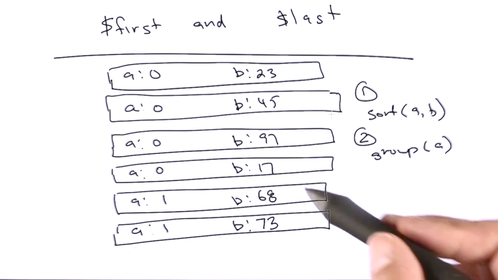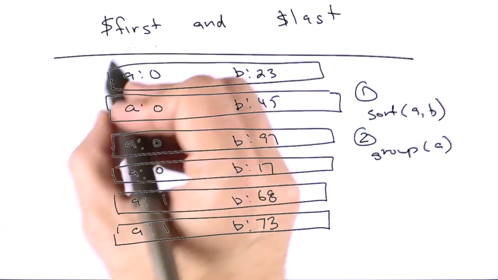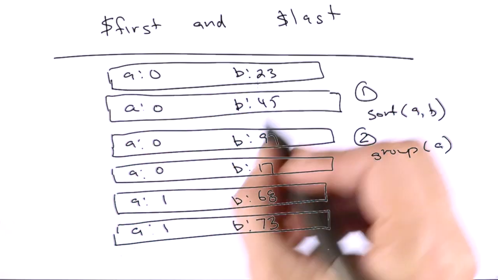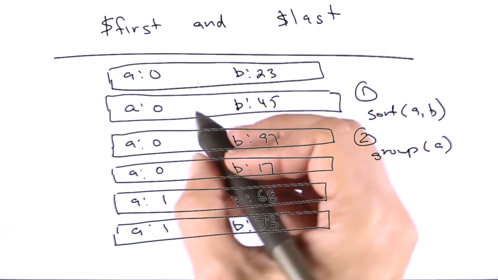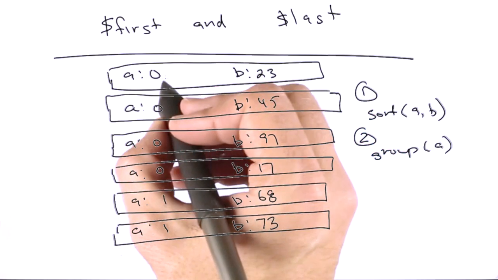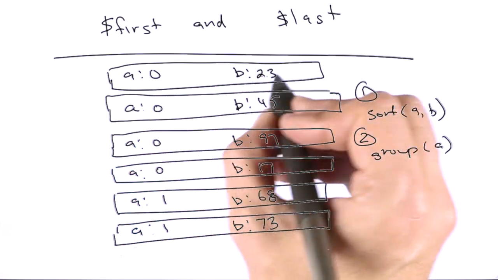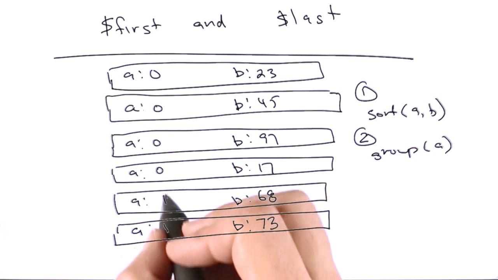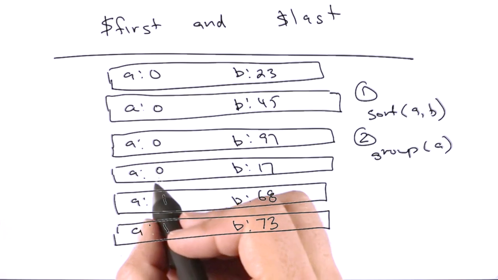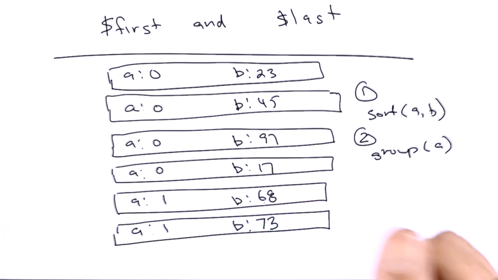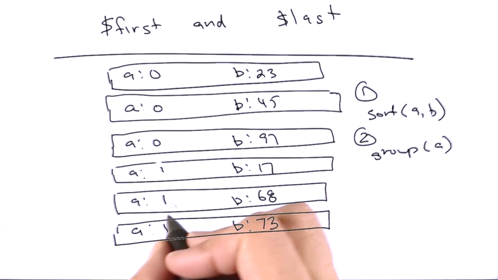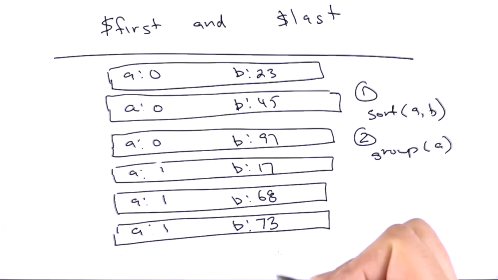So let's say we have a set of documents, and these are the documents here, and they've been sorted by A, comma B. So for instance, we have this document with value A 0, B 23, then 0, B 45, 0, B 97. And again, here we have 0, B 17. Excuse me, I wanted to make this a 1: 1, B 17, 168, and 173. So you can see how they're sorted A, comma B.